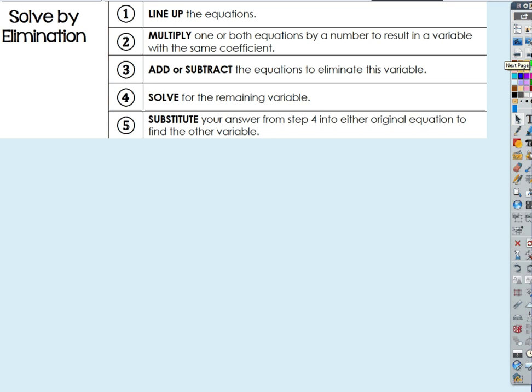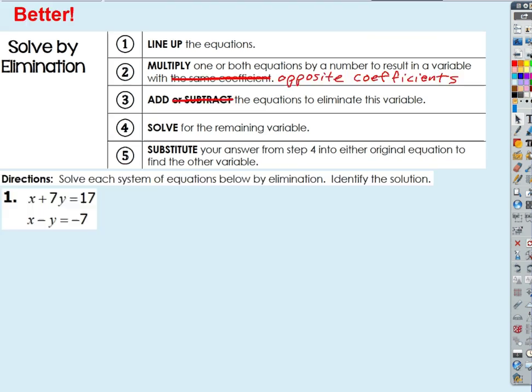We're going to make a change right away. So here are the instructions at the top of your notes. We're going to make a change to this, and we're going to do this instead. This is a better way to do it. So we're going to change the instructions a little bit. On line 2, cross out the same coefficient and write in opposite coefficients. And on line 3, cross out subtract.